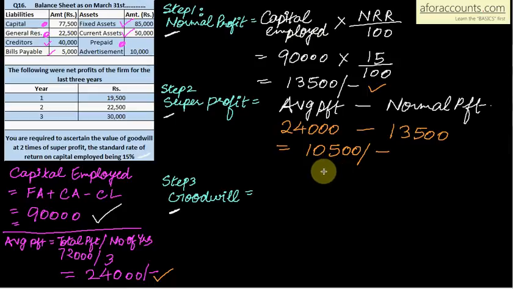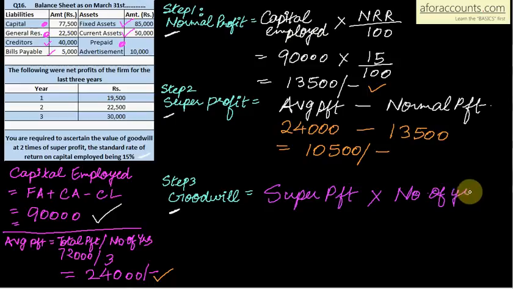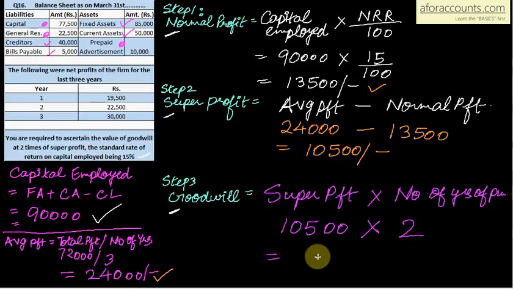Now goodwill. The formula of goodwill: goodwill is equal to super profit into number of years of purchase. Super profit 10,500 multiplied by number of years of purchase, which is given in the question. Value of goodwill at 2 times of super profit means 2 years of purchase, and the goodwill value comes up to 21,000. 10,500 into 2.